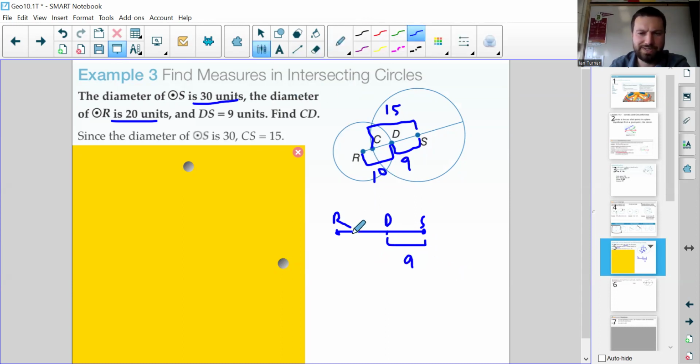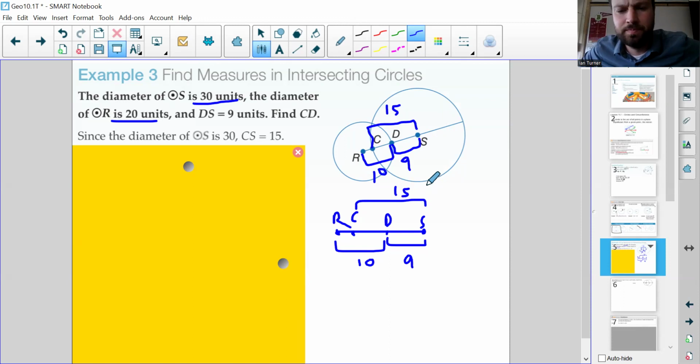And then RC is what we're trying to find? No. CD is what we know. But we know RD, there's C, is 10. Okay, and then geez, we got so many things here. CS is 15. So there's a lot of data here. We kind of got to wade through it and see what we want.